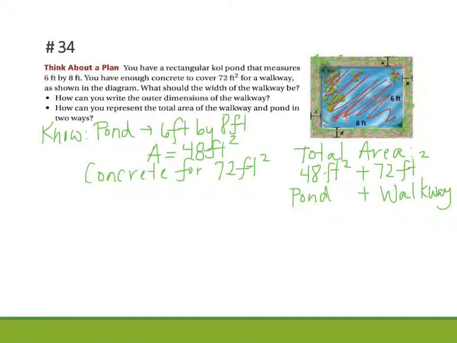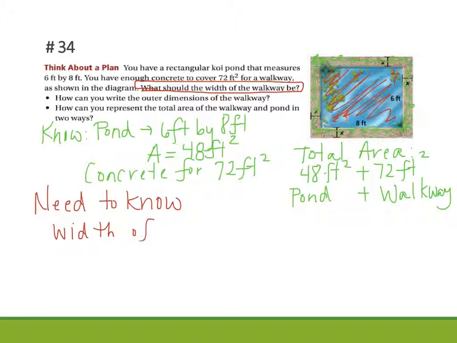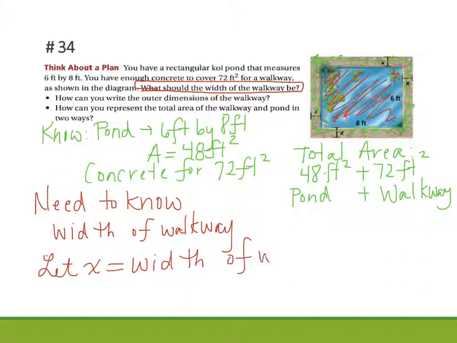Now, what do we need to know? What we need to know is what the question is asking us to find, the width of the walkway. Notice also that in this problem, the variable is already defined for us. So if you were to write a let statement, we would say let x equal the width of the walkway. So when we write an equation, anywhere we see x, x represents the width of the walkway.